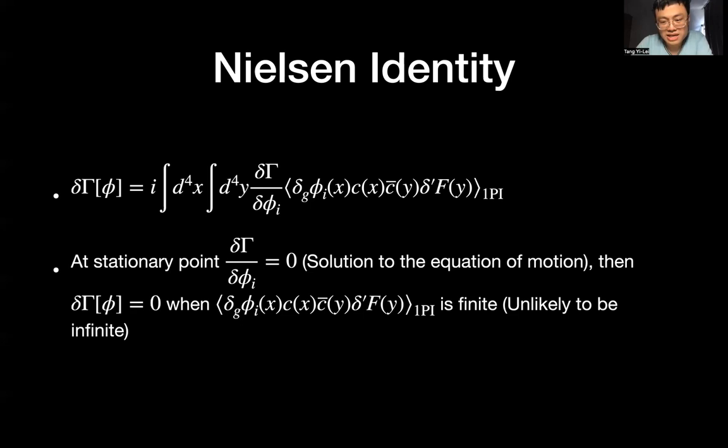Because many of the physical observables depend on this gamma function, for example, the bubble nucleation rate when the system experiences a first order phase transition, or the gravitational wave generation during the first order phase transition, all these observables depend upon this gamma, or the latent energy between two phases. Therefore, this Nielsen identity guarantees the independence of all the physical observables near the stationary point if the gamma obeys the equation of motion.